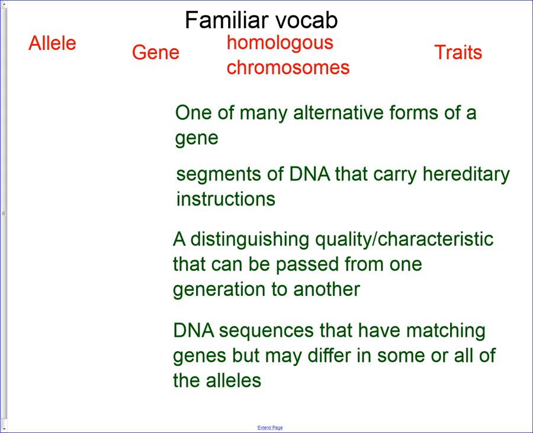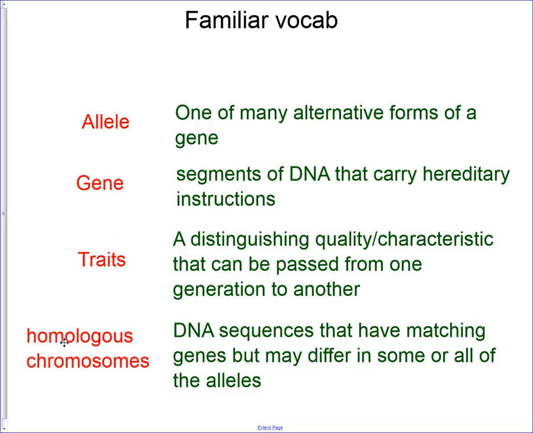But we'll get there. Before we begin, let's look at some familiar vocabulary. An allele is one of many alternative forms of a gene. Remember, a gene is like a category, like hair color or eye color, and then the allele is the actual blue eyes, brown eyes, red hair, or brown hair. A gene is a segment of DNA that carries hereditary instructions. A trait is a distinguishing quality or characteristic that can be passed from one generation to another. And lastly, your DNA sequences have matching genes, but may differ in some or all of the alleles, because you're getting two alleles for every gene: one from mom and one from dad.